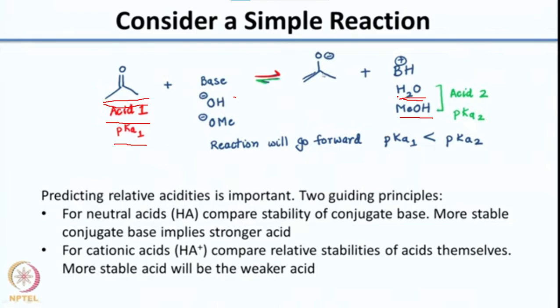Here is water, which is neutral, and this acetone is slightly acidic. So the pK value of acetone is more than the pK value of water and methanol. Because the pK value is low, that means it is a stronger acid, right? Whenever the acid is stronger, it has a lower pK value, that means the reaction will go in a forward direction, right?